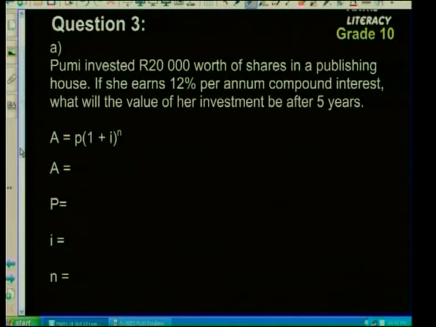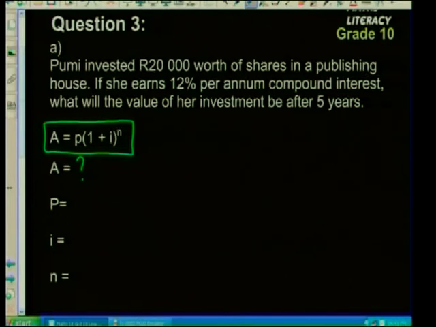Okay, remember, we start with our formula. Now that we've got the formula, let's try and see what we're looking for and what we have. What are we looking for? We're trying to find the value of her whole investment. In other words, we're trying to find the A value. Now that we know what we're looking for, let's try and see what all the other bits are. So what is our P value? Well, we've put in 20,000 rand. So my P value is 20,000 rand.